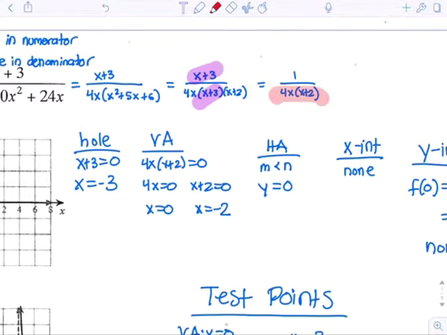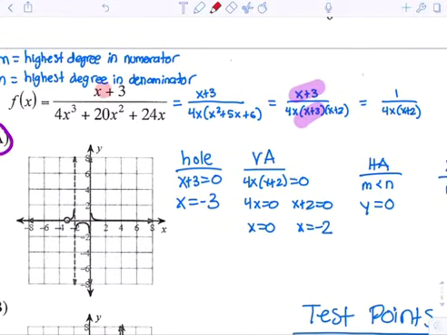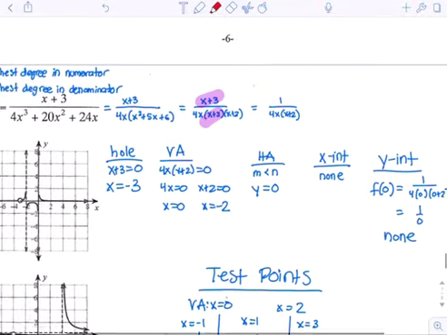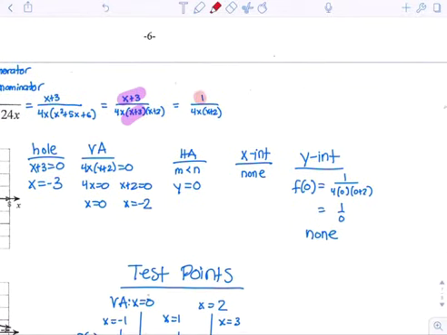Vertical asymptote, set the denominator equal to 0. Did so. For x equals 0 or x plus 2 equals 0, x equals 0, x equals negative 2. So I got 2 vertical asymptotes. Horizontal asymptote, you just look at your degrees. Degree of 1, degree of 3. The bottom has a bigger degree, which means you have a horizontal asymptote of y equals 0. X-intercept, can't set the numerator equal to 0, because 0 can't be 1, so that means it's none. For y-intercept, substitute 0 into your equation, but if you notice, you're going to get 1 over 0, so that's also going to be none.